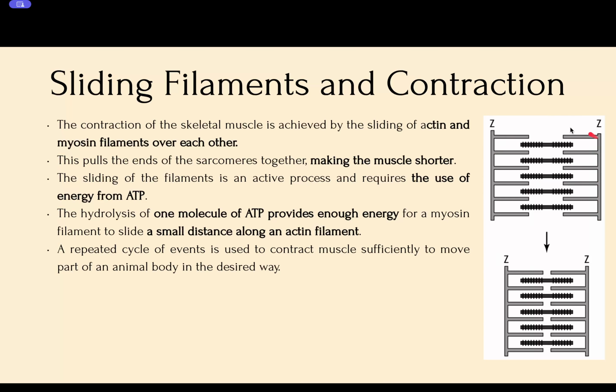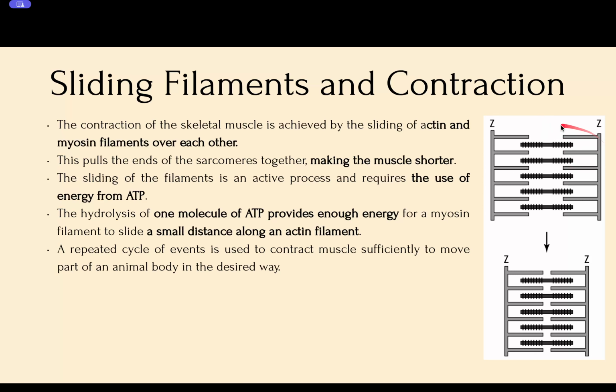So contraction is basically making the muscle shorter, but since this is one end of the sarcomere and this is the other end, these two ends will be pulled together to pull them closer and make the entire sarcomere shorter, which therefore in turn on the bigger scale will make the entire muscle shorter.